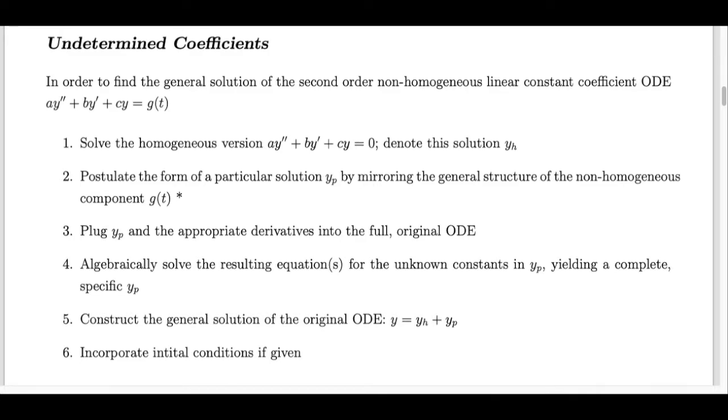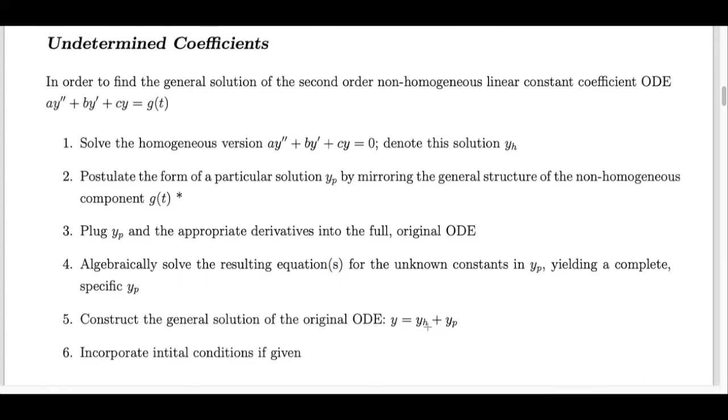Step 4, I do whatever algebra is necessary to solve the resulting equations. In step 4, you'll pretty much always be required to solve a system of linear equations. And just a word of warning, the algebra can be kind of tedious in that step, but we are simply solving algebraically a system of linear equations. And then as I note here at the end of step 4, once we've completed this, we have a complete y sub p with all of the coefficients filled in.